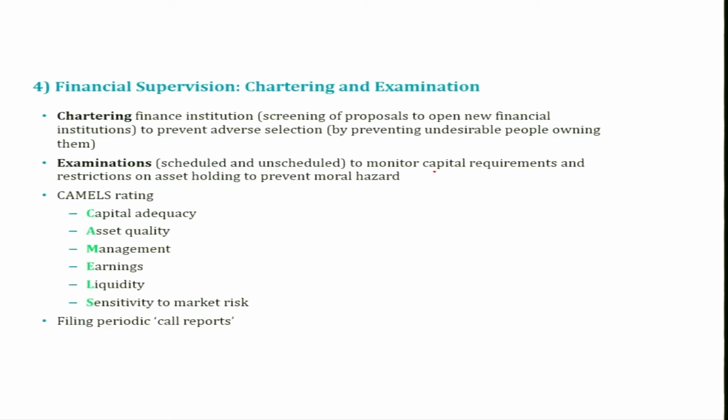The fourth component, another type of regulation, is called financial supervision, which includes financial chartering and examination. Chartering financial institutions is one method of preventing the adverse selection problem. Because of the government safety net, we have seen that financial institutions can be used by crooked or overambitious entrepreneurs to engage in highly speculative activities, such as undesirable people being often eager to run a financial institution.